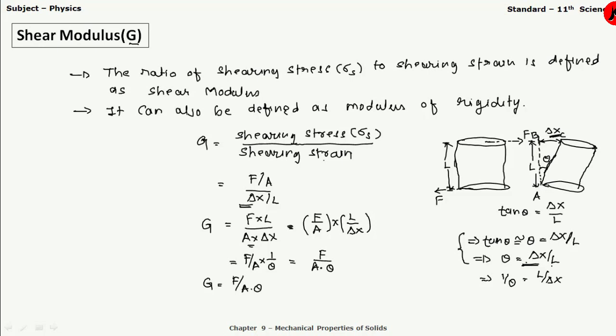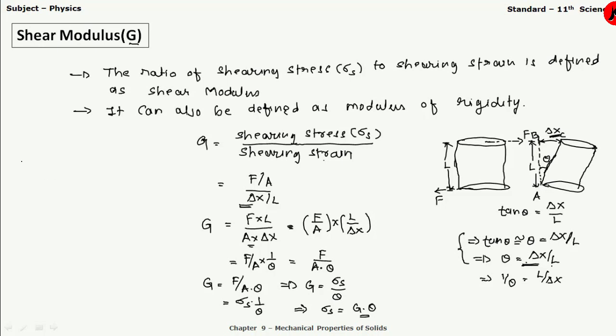And we know this F by A is shearing stress, into 1 by theta. So finally G equals sigma s by theta, and from this we can also write sigma s equal to G into theta. So these are the different equations that will be helpful for solving examples, right?